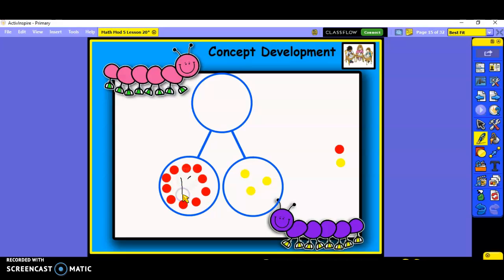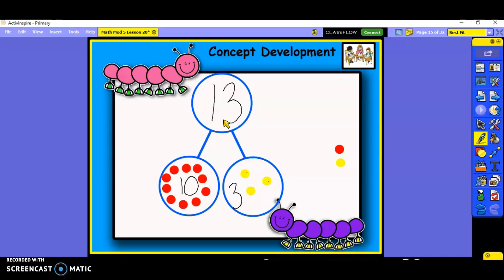Okay, I have 10 red dots, and let's count my yellow dots. 1, 2, 3. Okay, and I have 3 yellow dots. 10 red, 3 yellow. I want to know how many dots I have in all. What happens when I put 10 and 3 together? That's right. That gives me a whole of 13. 10, 3, 13. Very good.